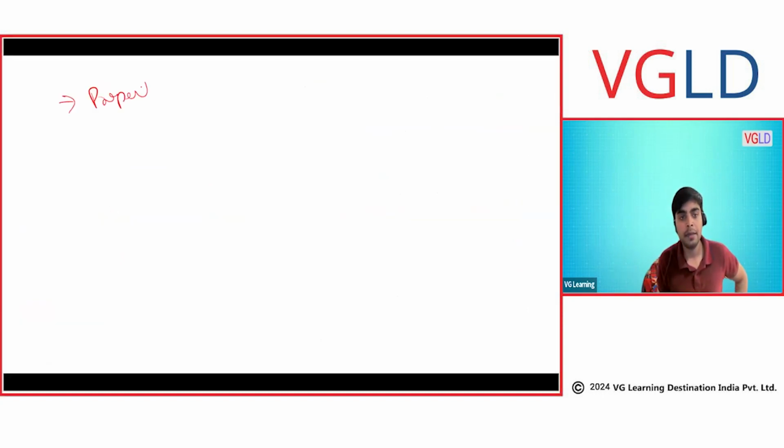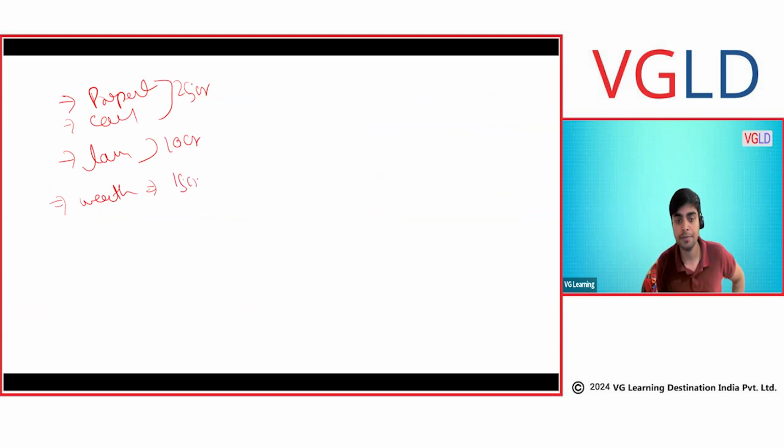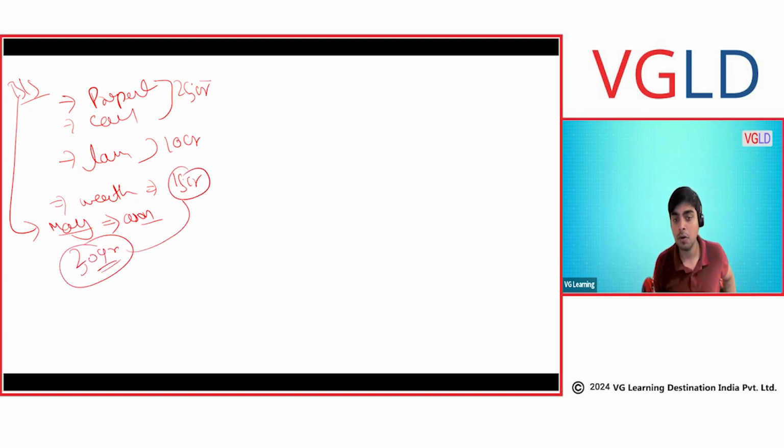Let's say I have 25 crores of assets, property and car, and I have 10 crore of loan. This represents my wealth as 15 crore. This would be my balance sheet. If I want to tell you my wealth right now, I'm 30 years old, so based on that, I have 15 crores of wealth. It doesn't matter in which year.